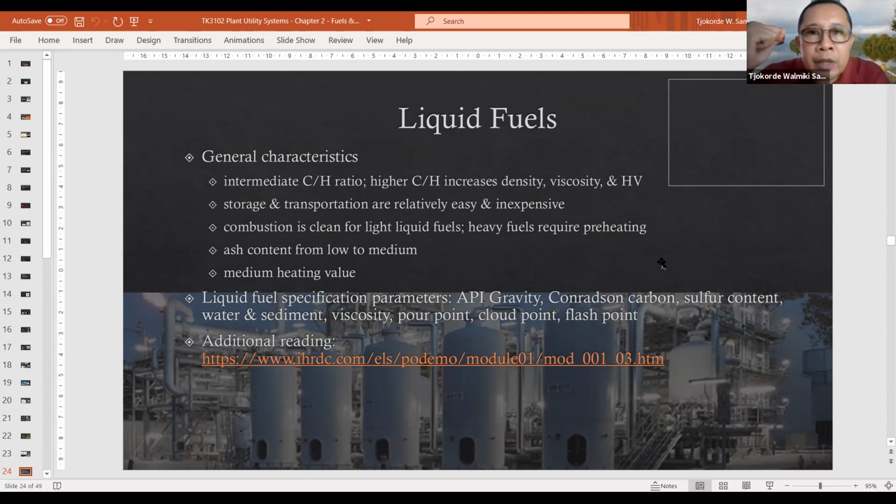But if you're talking about really heavy stuff that looks like asphalt, heavy fuels can generate quite a bit of pollution, and the combustion is usually not complete, thereby resulting in soot, or in smoke. Their heating value is medium. Again, everything is in between with liquid fuels.